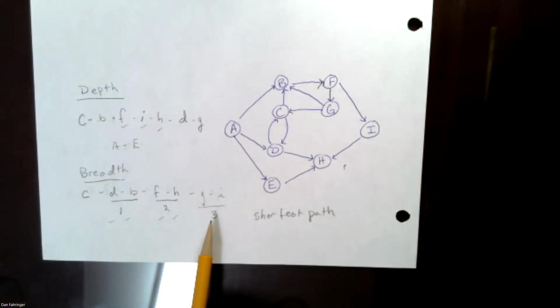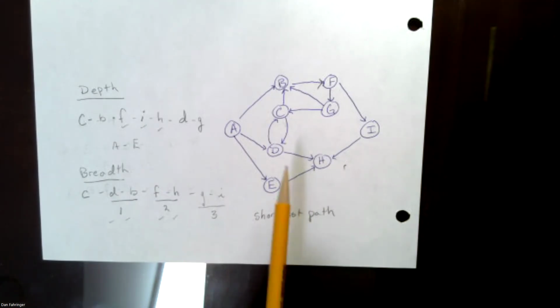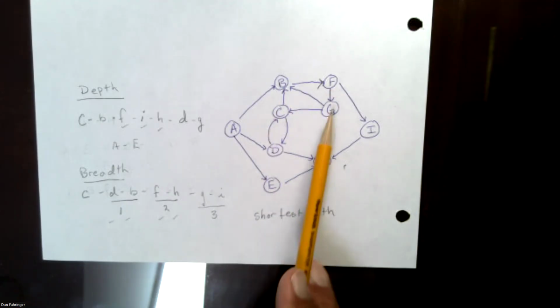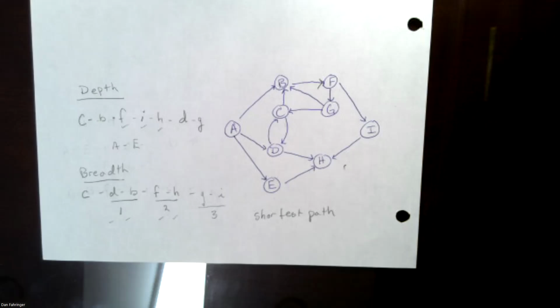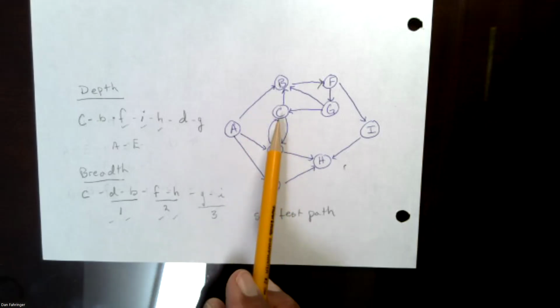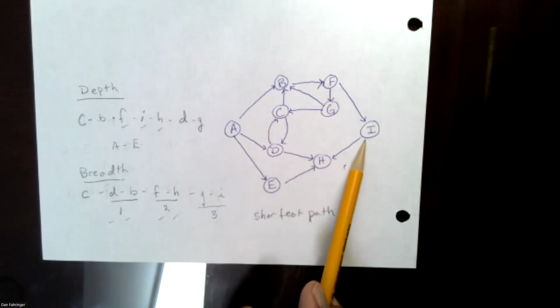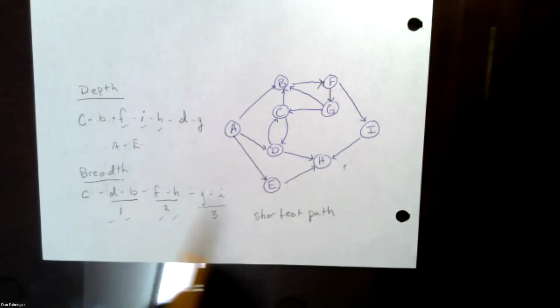Shortest path is a path of three. So C to G would be, how would I get there? C to B to F to G. Shortest path is three. From C to I, the shortest path is three. 1, 2, 3. So by doing this breadth search, it brings up the idea of something called the shortest path. That's kind of cool.